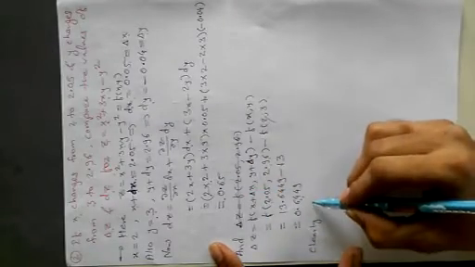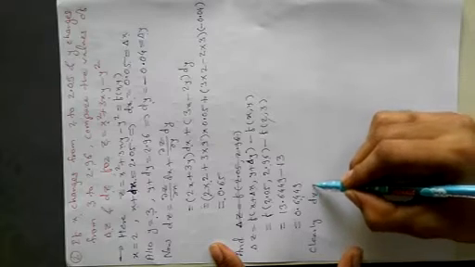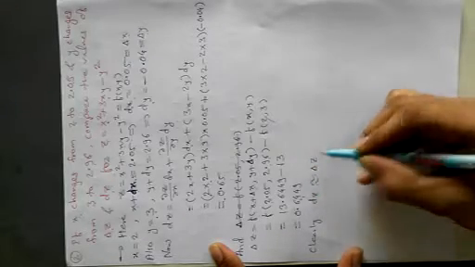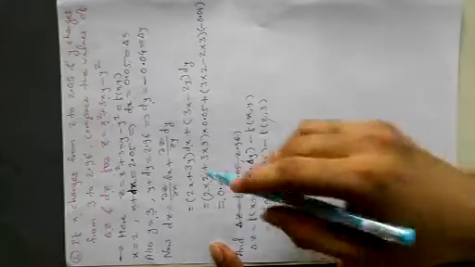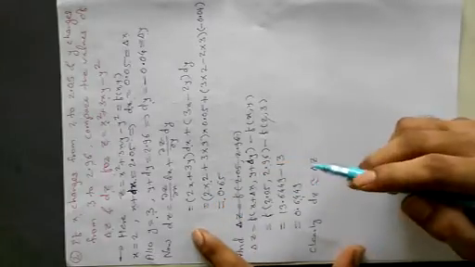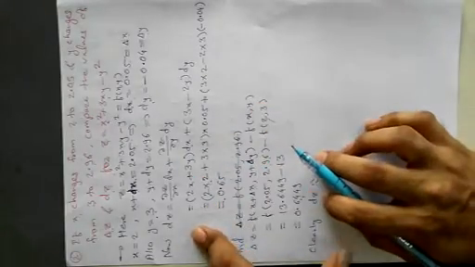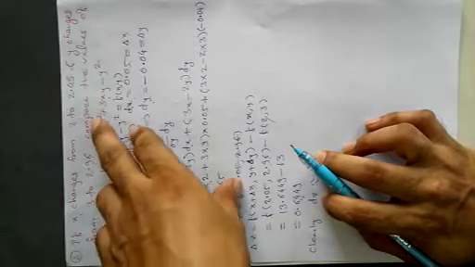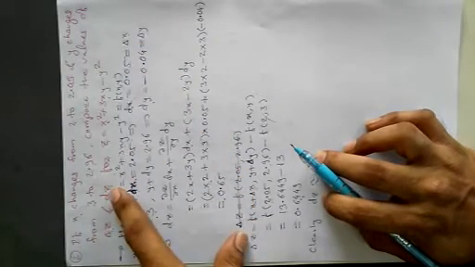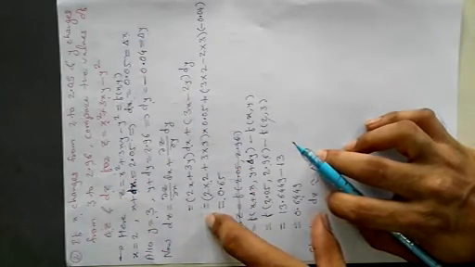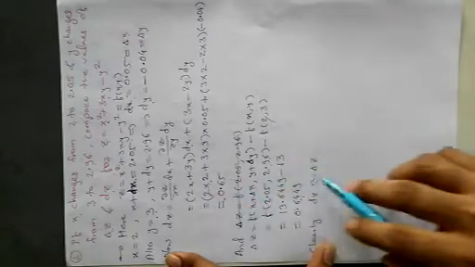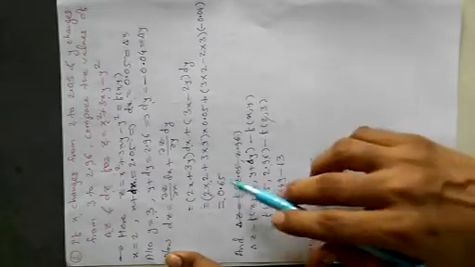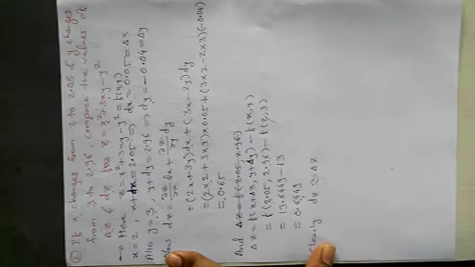Clearly dz is approximately equal to delta z. Both these values are nearly the same. This is what we are asked here: compare the values of delta z and dz. We have calculated both, and we found that both the values are approximately equal. This completes this example.